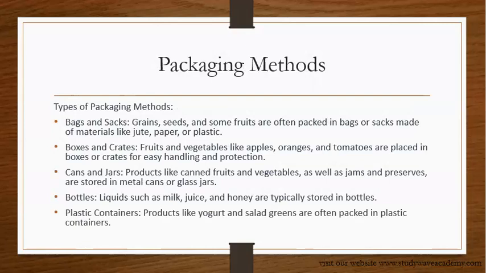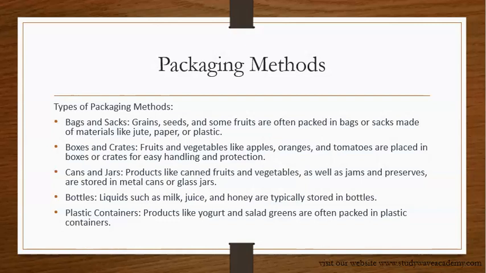First, let's know the importance of packaging. Packaging is to protect agricultural products. It keeps them safe, fresh, and in good condition for the farmer to give to the consumers. Okay, so the different types of packaging methods we have are bags and sacks. Grains, seeds, and some fruits are often packed in bags or sacks made of materials like jute, paper, or plastics. So bags and sacks are packaging methods.